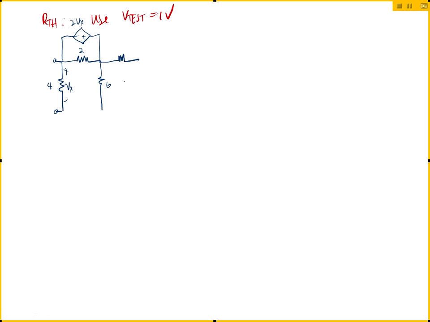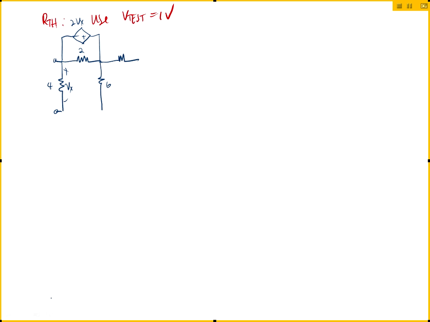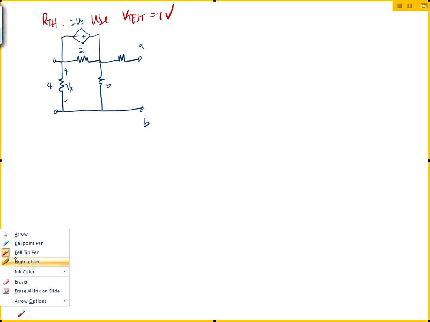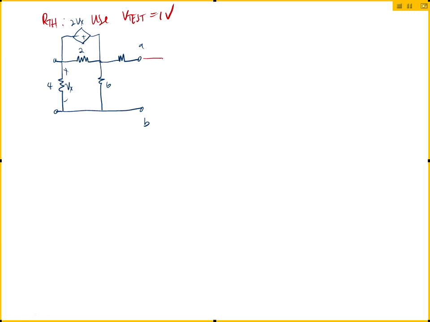6 here. And 2 here. Okay? I think that's correct now. These are my terminals A, B. Okay, and so I'm redoing the part of trying to find R Thevenin by applying a V test now. So I'm going to apply a V test.